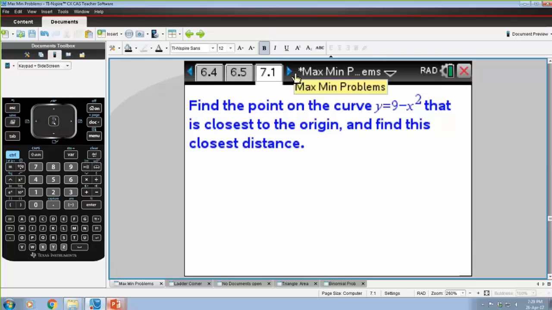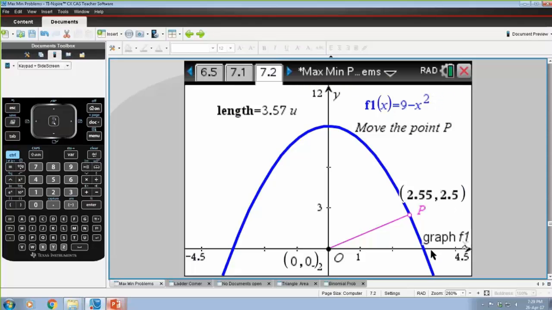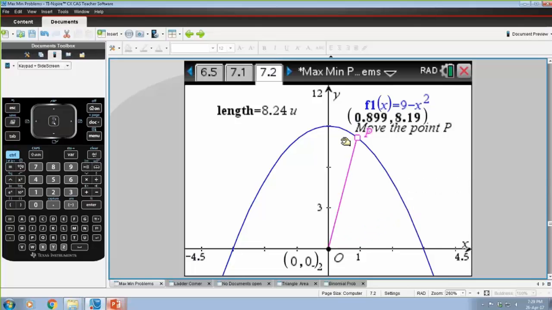So again, set it up the same way. I've got the curve 9 minus x squared. The distance on the x-axis is 3. The distance on the y-axis here is 9. Is there a point which is closer than 3? Obviously, if I move up to here, the distance is 9.